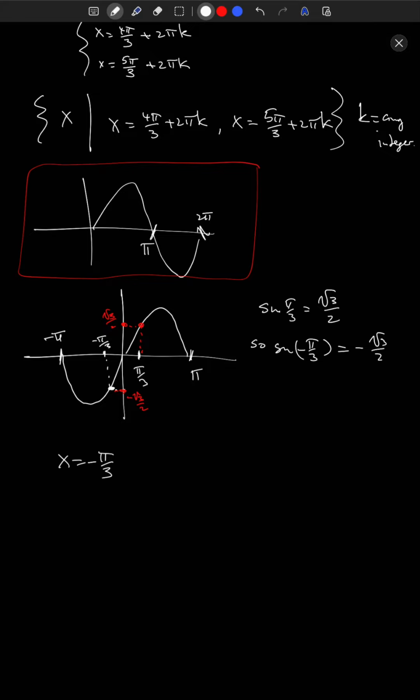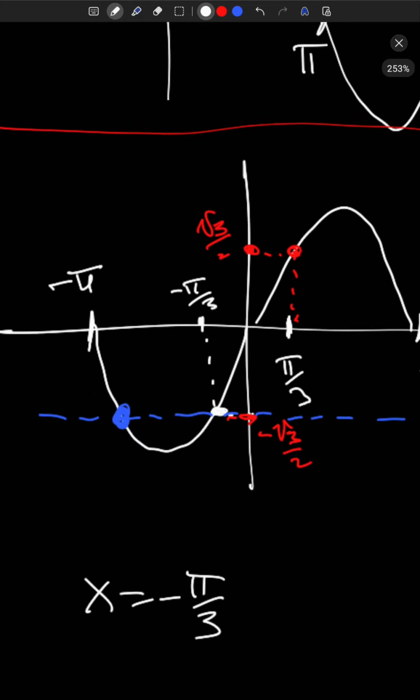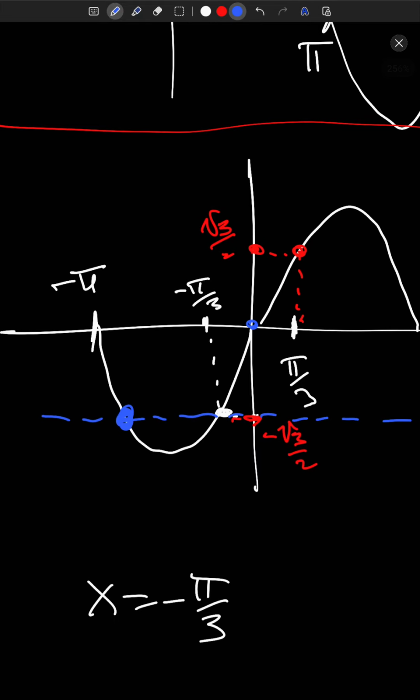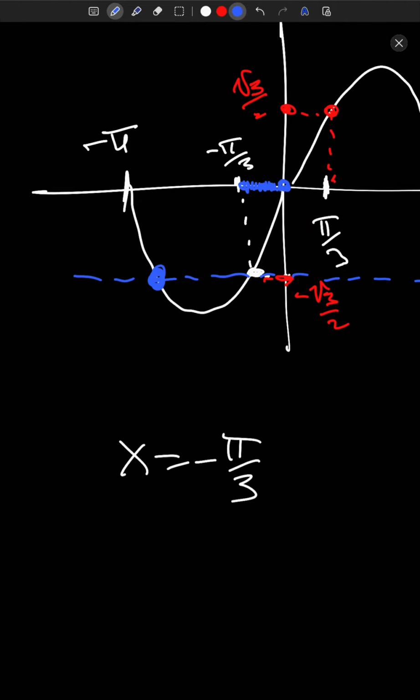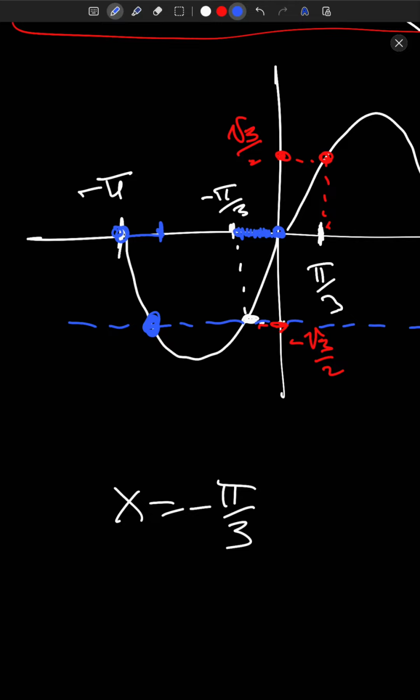For the second solution, we can see again, I'm working between minus pi and pi. If I draw a horizontal line at minus root 3 over 2, I can see another solution right there, and I would need to figure that one out. So what is that one? Well, I can use the same type of argument. Going from here to there is a distance of pi over 3, and so going from here to there should be a distance of pi over 3 as well. Again, this depends on the fact that this hump is symmetric to that hump.